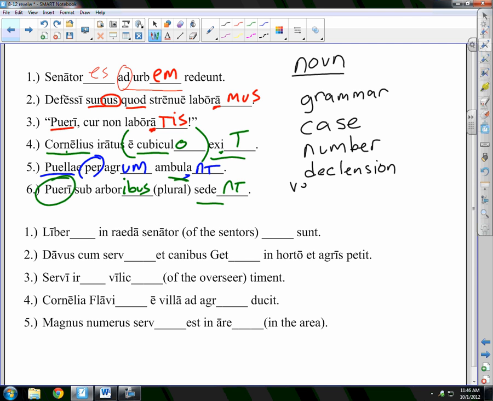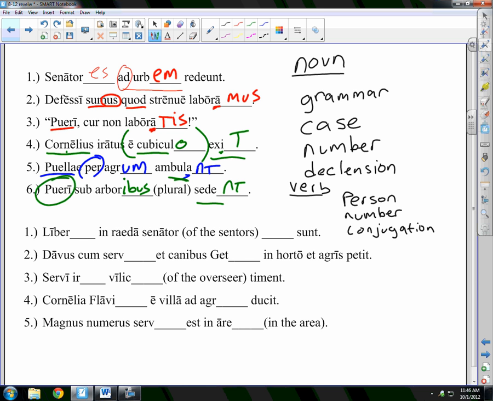If I say it's a verb, I have to ask myself, what is the person, first, second, or third? What is the number, singular or plural? And what conjugation does it belong to? If I can determine all of those, then I can eliminate by person. If I know what person it is, that leaves me two choices. Is it singular or plural? That knocks it down to one. Conjugation lets me know what vowel to use at the end of that.